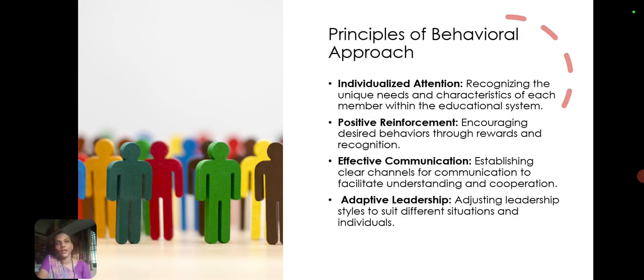So, the principles of the behavioral approach: individual attention, positive reinforcement, effective communication, and adaptive leadership. Individual attention is recognizing the unique needs. Each and every learner differs, and they all have different learning styles. So according to that we have to teach them. This is called individual attention.